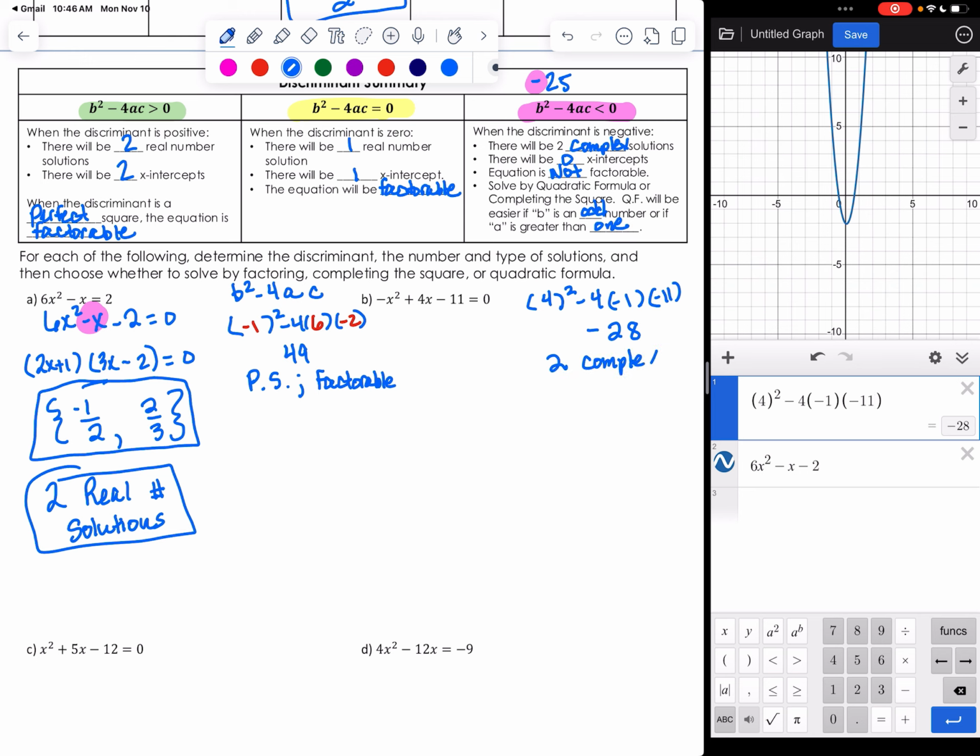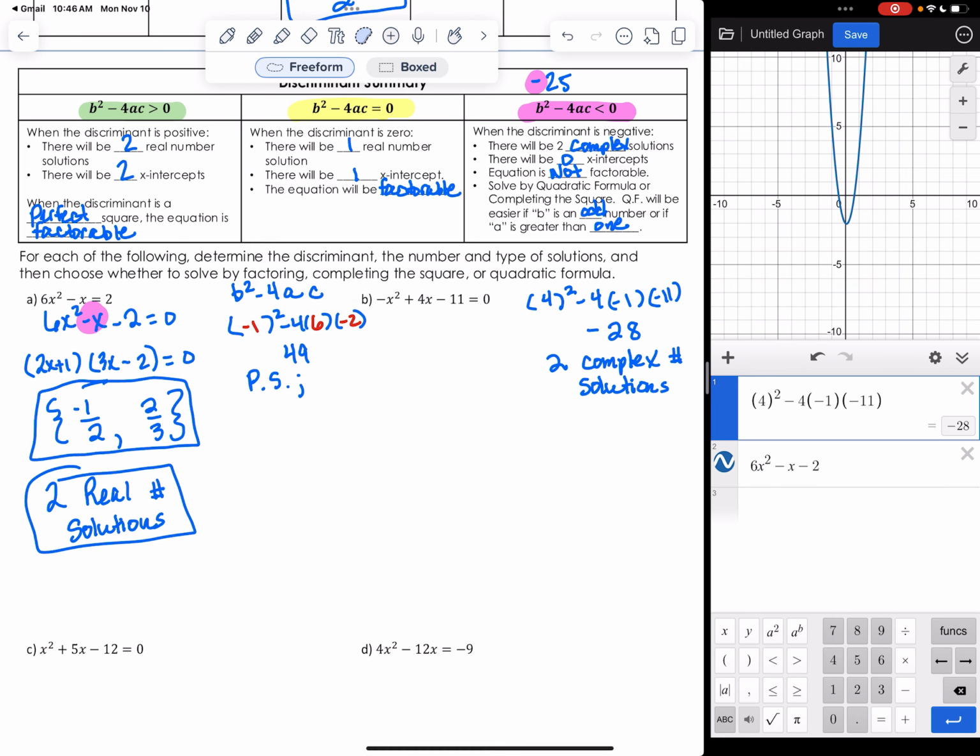Now, when our discriminant is negative, that means there'll be two complex number solutions. Okay. Now, to solve this one, I can use completing the square or quadratic formula. I think I'll use completing the square on this one, simply because I want you to see what it's going to look like with each method.